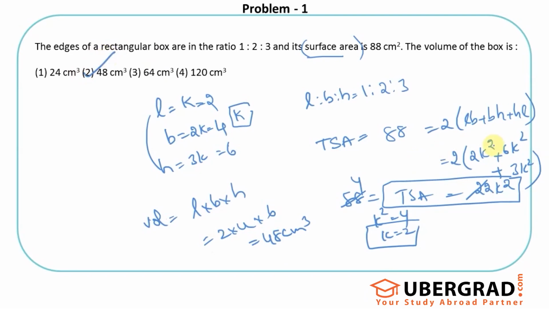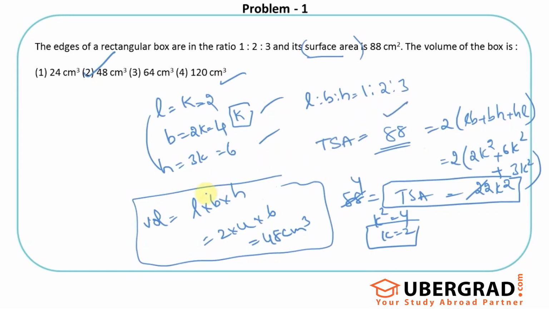Right? Simply, they have given us a clue connecting L, B, H. They've given a value for total surface area, substitute to get L, B, H individually and then find the volume. All we did is apply the total surface area formula, and then apply the volume formula, right? Nothing more than that.